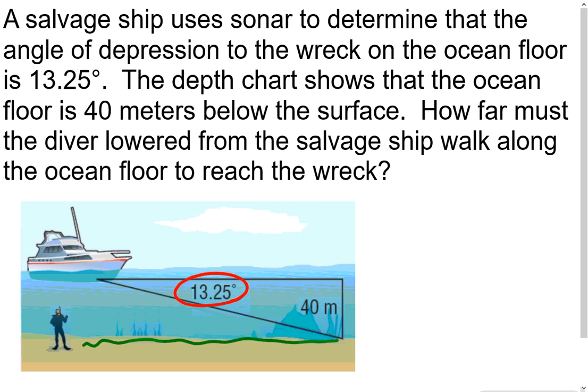Now the other piece that it told us is the depth chart at this spot tells us that our wreck is 40 meters below the surface. And we need to figure out how far he's going to walk. Well, when I look at this, how far he walks would be the same as how far he could have swum to get there. So I look at this and go, this is a right triangle. How am I going to find that side of my right triangle? I'm just going to call that x. So we just need to set this up.